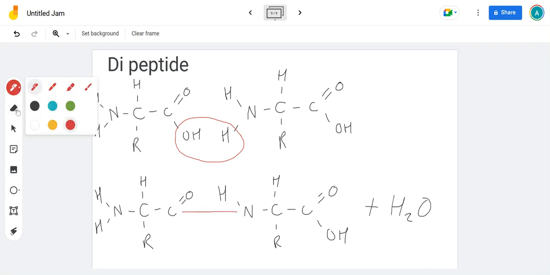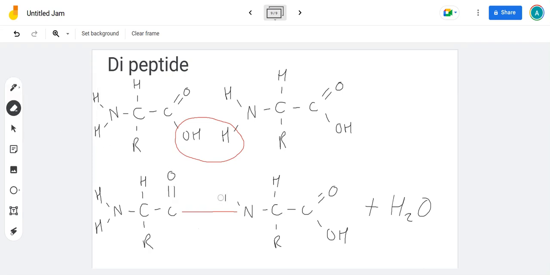Now, you wouldn't get penalised for this next bit, but usually this oxygen, rather than going off to the diagonal, we would usually, by convention, draw it going straight up. And the same with this hydrogen. So rather than it going off diagonally just there, when it's a dipeptide, the convention is to draw it straight up. Okay, so that now is our dipeptide.